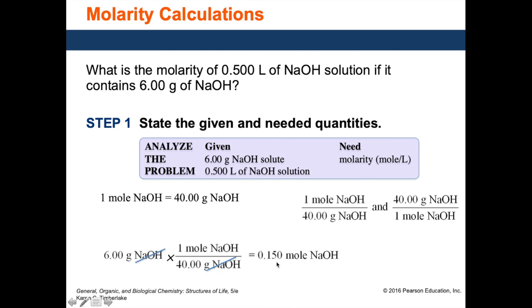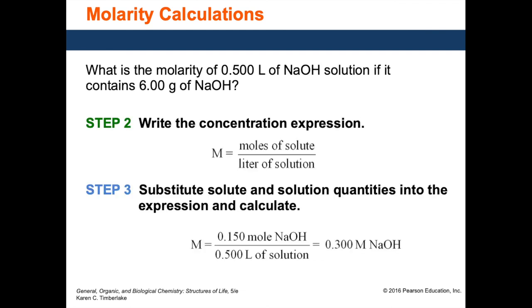We have 0.15 moles dissolved in 0.5 liters. So how do we find the concentration in moles per liter? Well, you literally take the moles and divide by liters. So you take 0.15 moles, divide by 0.5 liters, and you get the answer, which is 0.3 molar.